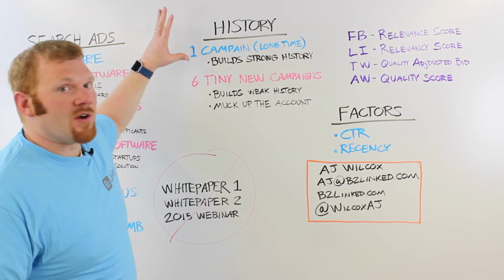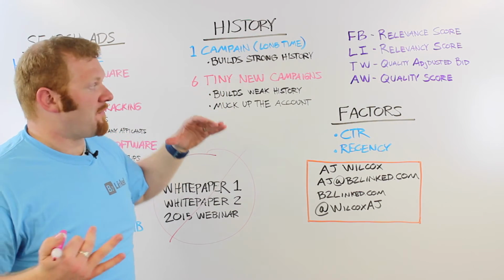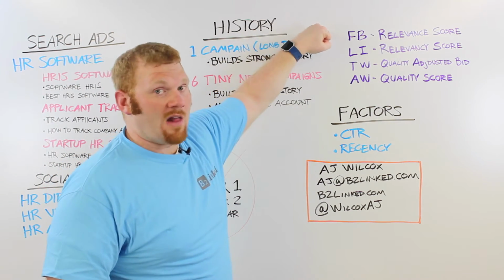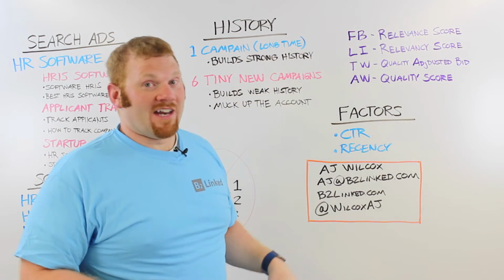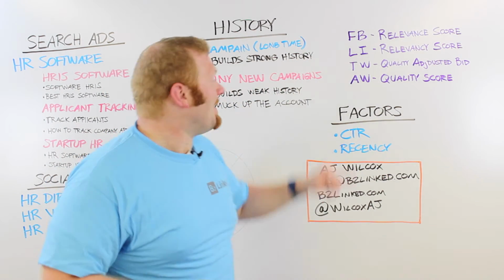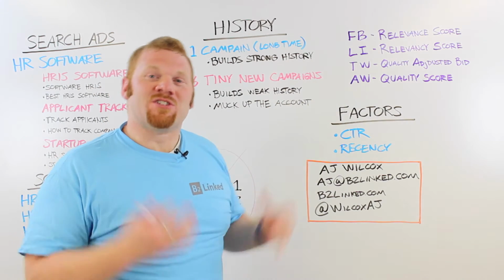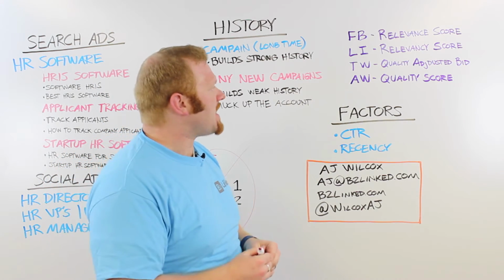This history comes in the form of a lot of different words. On Facebook, it's called relevance score. LinkedIn, it's called relevancy score. On Twitter, it's called quality adjusted bid. Don't know why. AdWords, it's called quality score. So these are the words that we tend to use.